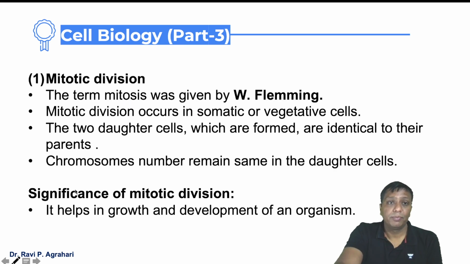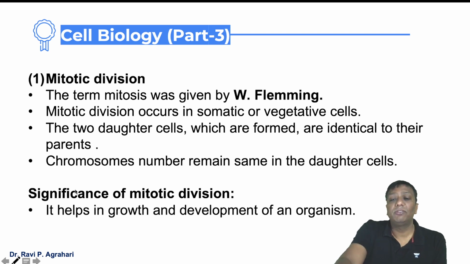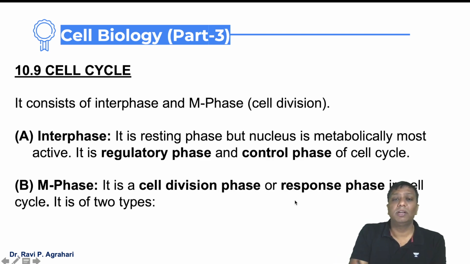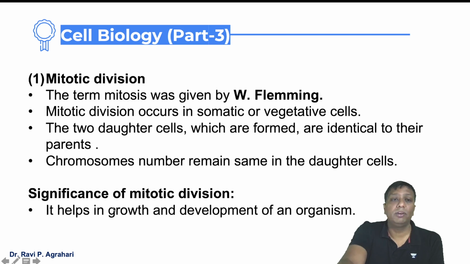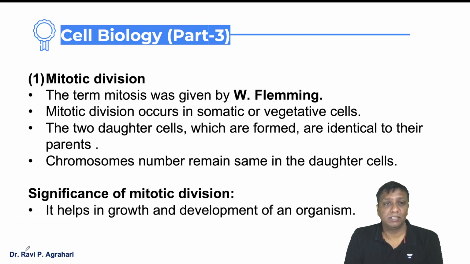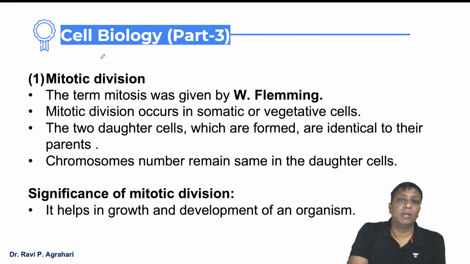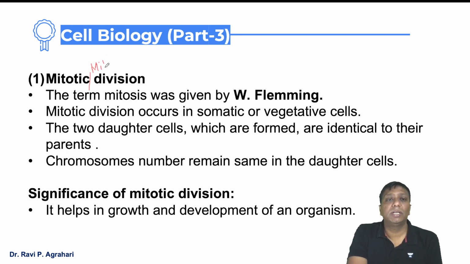There are two types of division, as you can see here, guys. In the M phase, the division phase, there are two types. The one is called mitotic division and the second is called meiosis division. Mitotic or mitosis, both are the same.